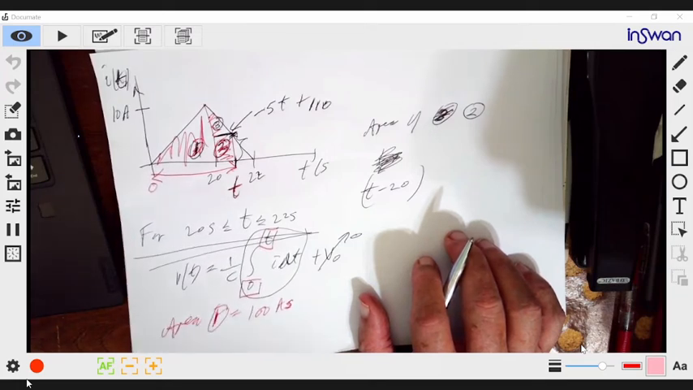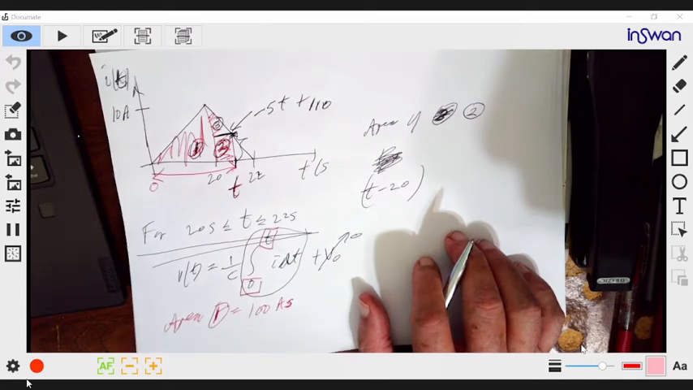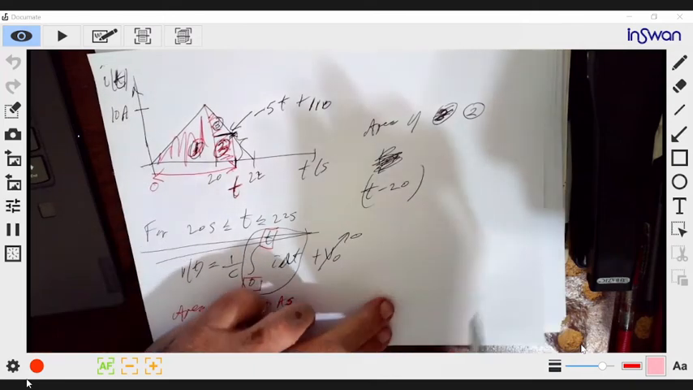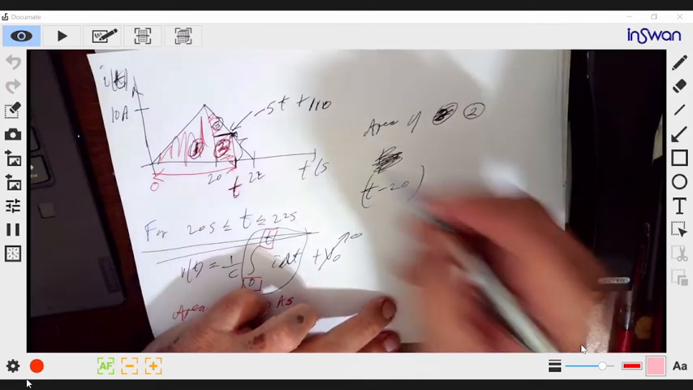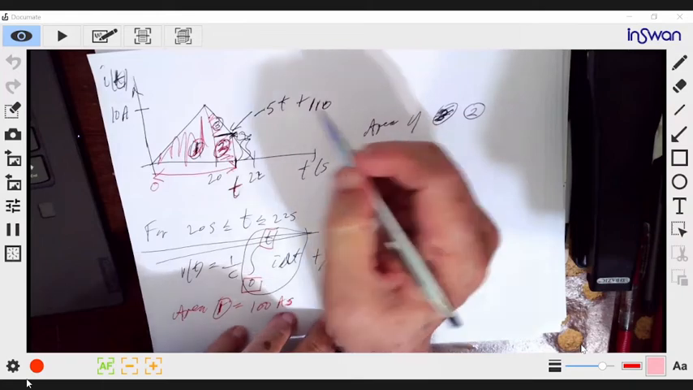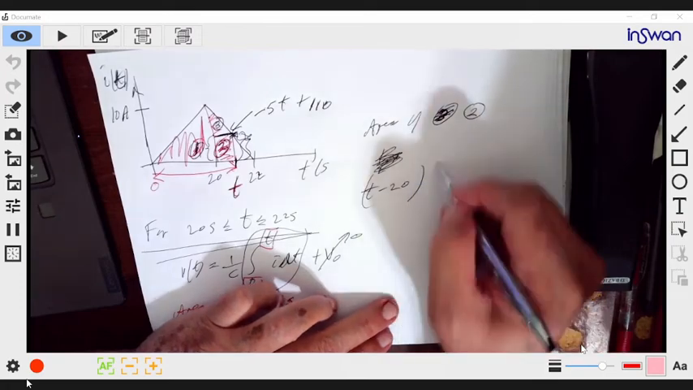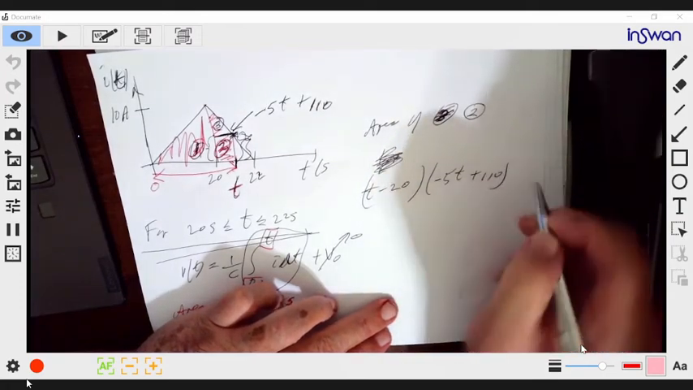What's the height? Negative 5t plus 110. Thank you very much. I don't know why it took so long for that. If this height is negative 5t plus 110, then this height must be the same thing. Minus 5t plus 110. Yes.